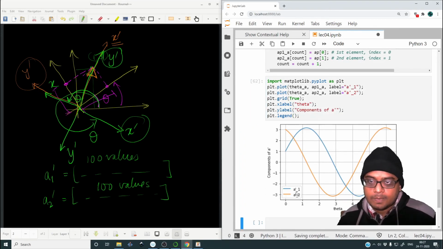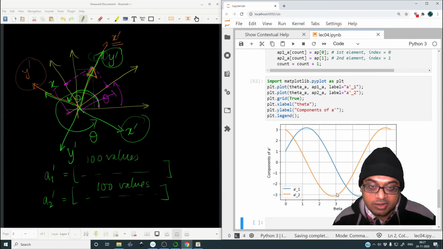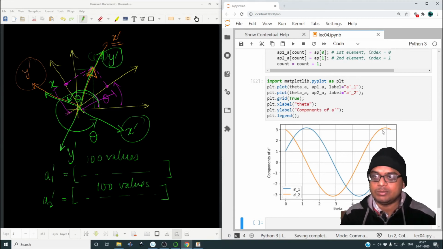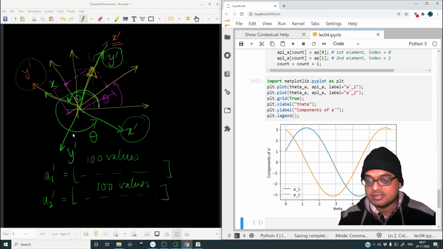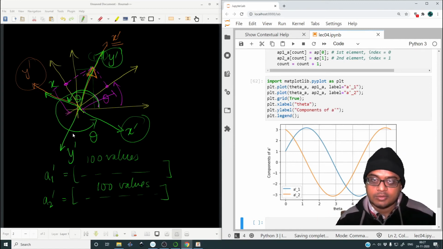All right. So there are points where the first component, that is a1 prime, is maximum, and that corresponds to a2 prime being 0, and that happens twice. Similarly, there are points where a1 prime is 0 over here, and where a2 prime is negative minimum and positive maximum. All right. So the magnitude is maximum, and that does correspond to these four angles that we have talked about in the working out of this problem.